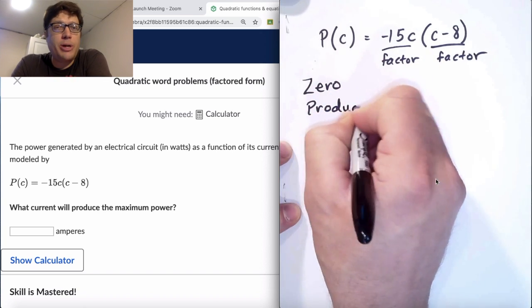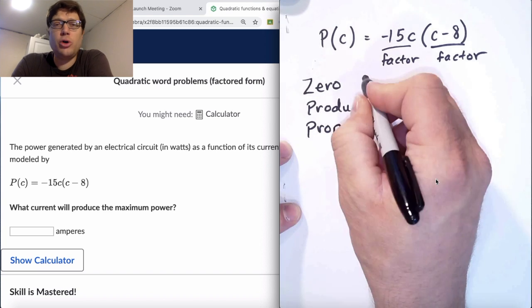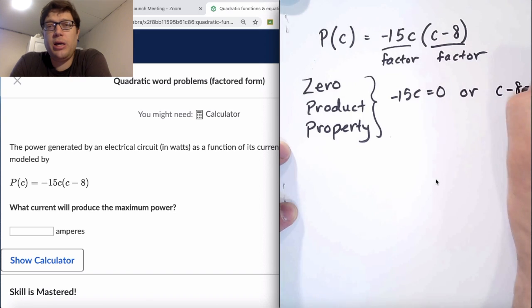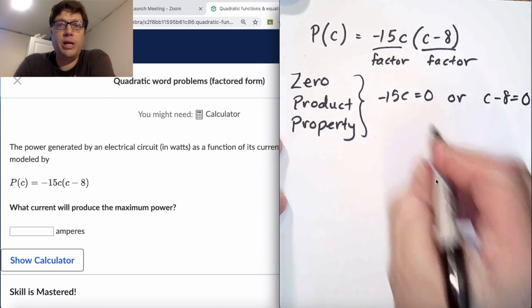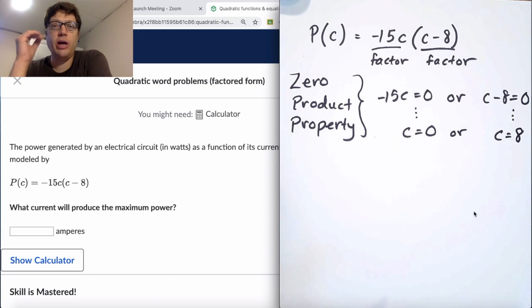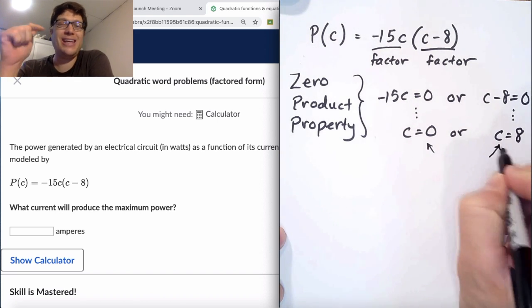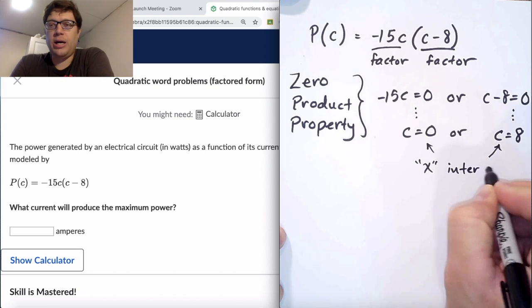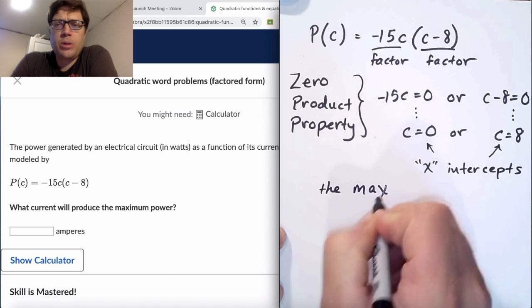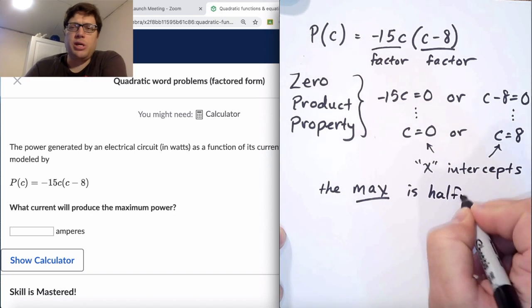The zero product property is probably a skill that you should work on before you really dive into these. Although to explain it simply, you have a factor like negative 15c and it equals 0, and you have another factor like c minus 8 and it also equals 0, because when you multiply two things, either one thing is 0 or the other. And check out the work there. I'm solving for c in both of those cases.